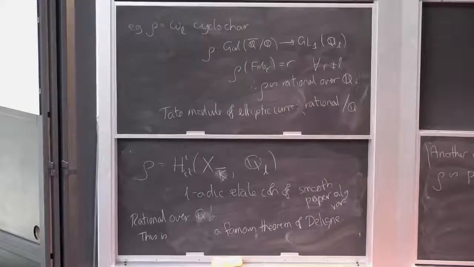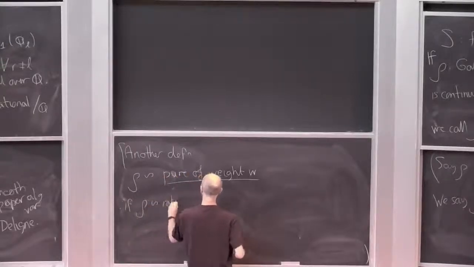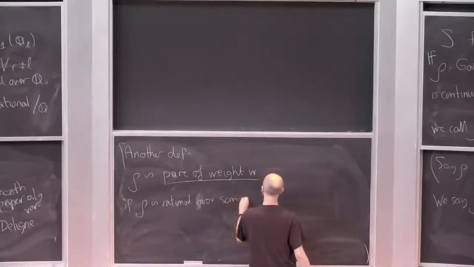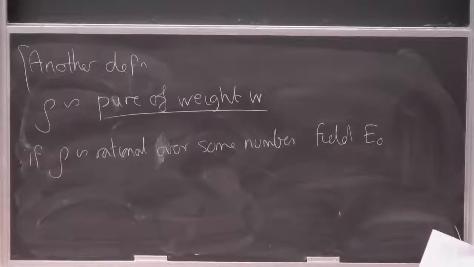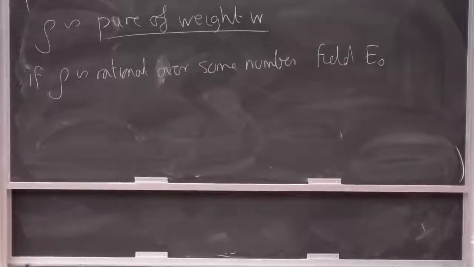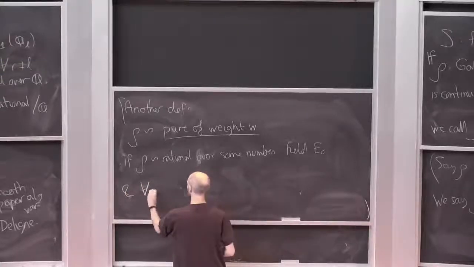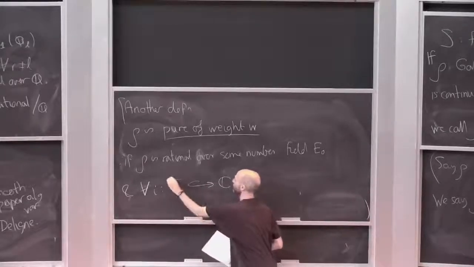So, another definition: rho is pure of weight W. This is just kind of a cool thing. I'll tell you what it is. If rho is rational over some number field E0, so that means rho of Frob P has a char poly with coefficients in E0. And furthermore, for all field maps I from E0 into C.